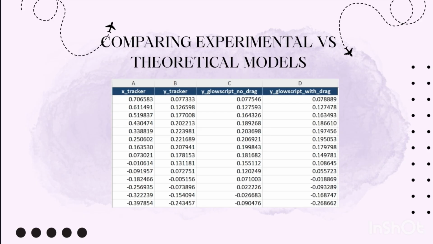So column 1 has the x values, which is the common horizontal position for all of them. And then column 2 has the y values from the Tracker. And then column 3 has y values from CloseScript with no drag. And then the 4th column has the y values from CloseScript with drag. One thing to note is that I aligned both data sets so that they correspond to the same time interval. So they all started at time equal to 0.285 seconds.